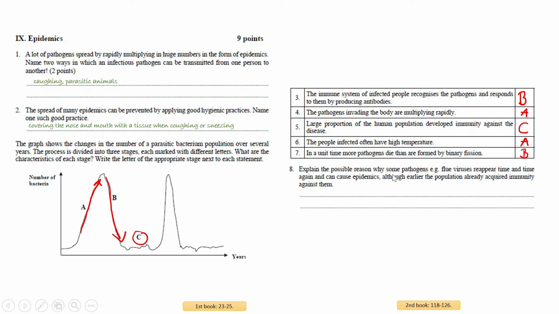Explain the possible reason why some pathogens, for example the flu viruses, reappear time and time again and can cause epidemics, although earlier the population already acquired immunity against them. Okay, so mutations can give rise to new disease-causing infectious strains, and that can be the reason why these kinds of pathogens reappear from time to time.